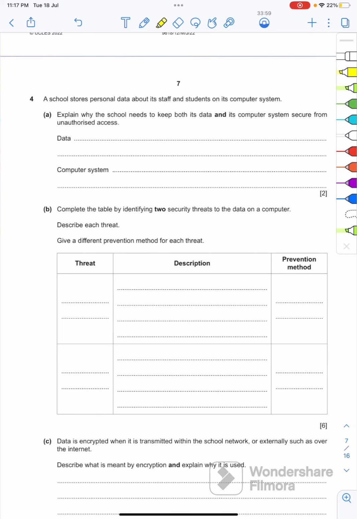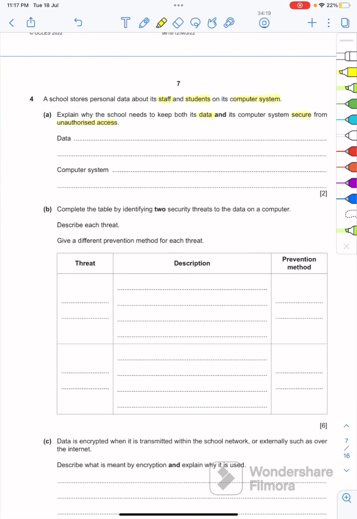A school stores personal data about its staff and students on its computer system. Explain why the school needs to keep both its data and computer systems secured from unauthorized access. This is a general question. Why does it need to keep its data secure from unauthorized access?